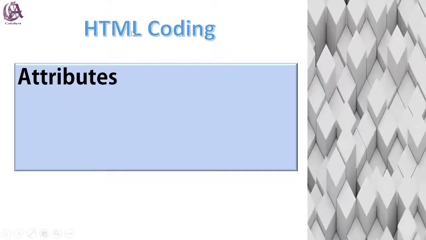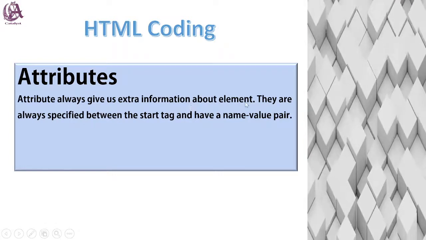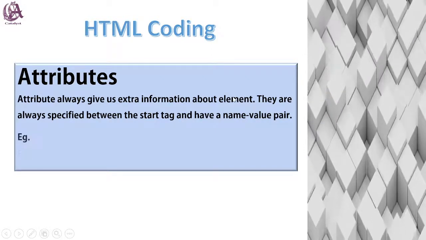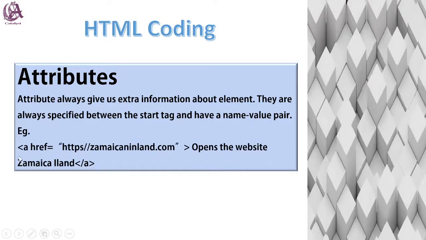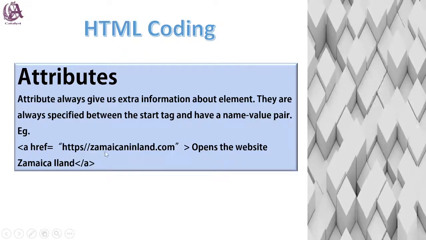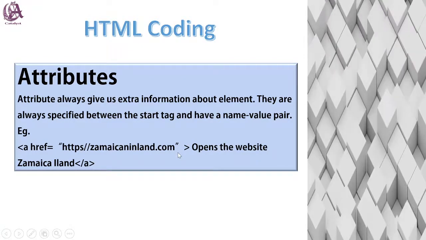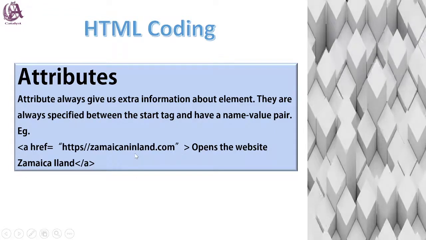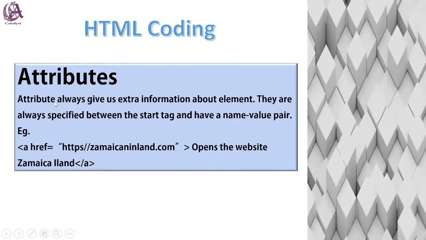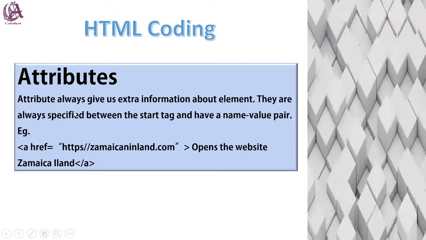Now there is something called attributes. They are the extra features, extra things which we give. The attributes always give extra information about elements. They are always specified within the start tag and have a name value pair. So example is anchor tag. So in the anchor tag, here I have shown you the href, that is hypertext reference attribute. Now whenever this particular web link will be clicked, it will take you to this particular website. So this is just an example where I have shown you. So likewise we have font elements where style, size and the color of the font will be the attributes.